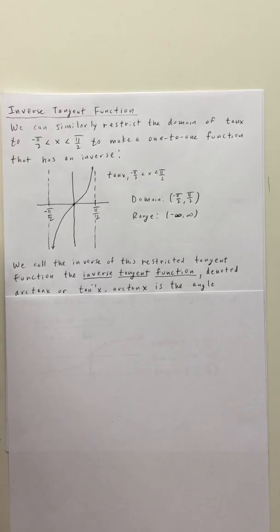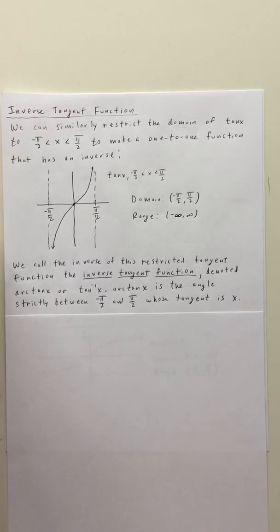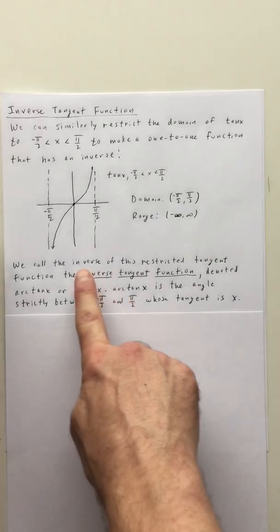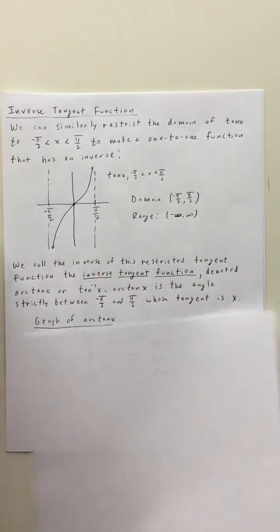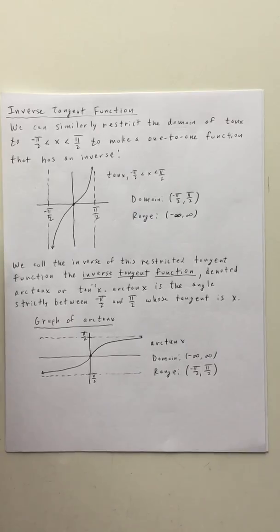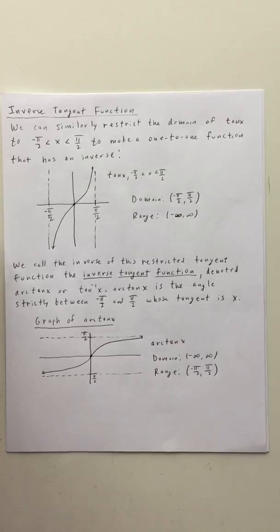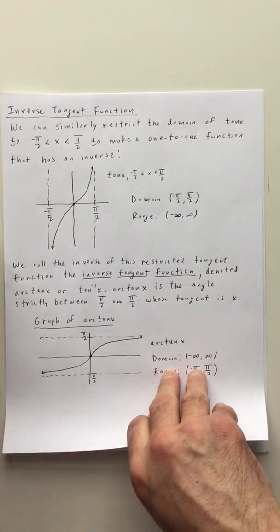Okay, and arc tan of x is the angle strictly between minus pi over 2 and pi over 2 whose tangent is x. So again, that's the interpretation of it. And so if we take our restricted tangent function and we reflect the graph about the line y equals x, we get this picture right here. And so that's the arctan function. Its domain is minus infinity to infinity, and its range is minus pi over 2 to pi over 2. So just as usual, the domain and range are flipped.